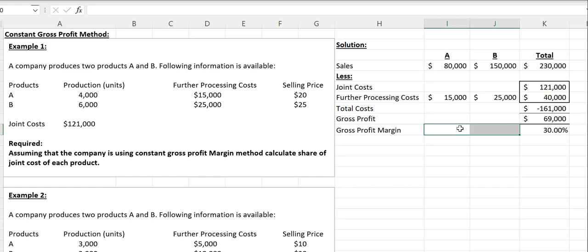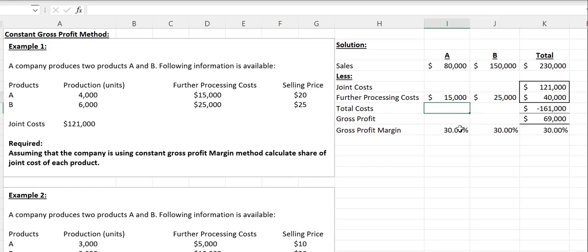So these two gross profit margins, if they have to be the same, then they have to be equal to the overall gross profit margin. That's what the mathematical rule is. So it should be 30% in both cases. So that's what we want.